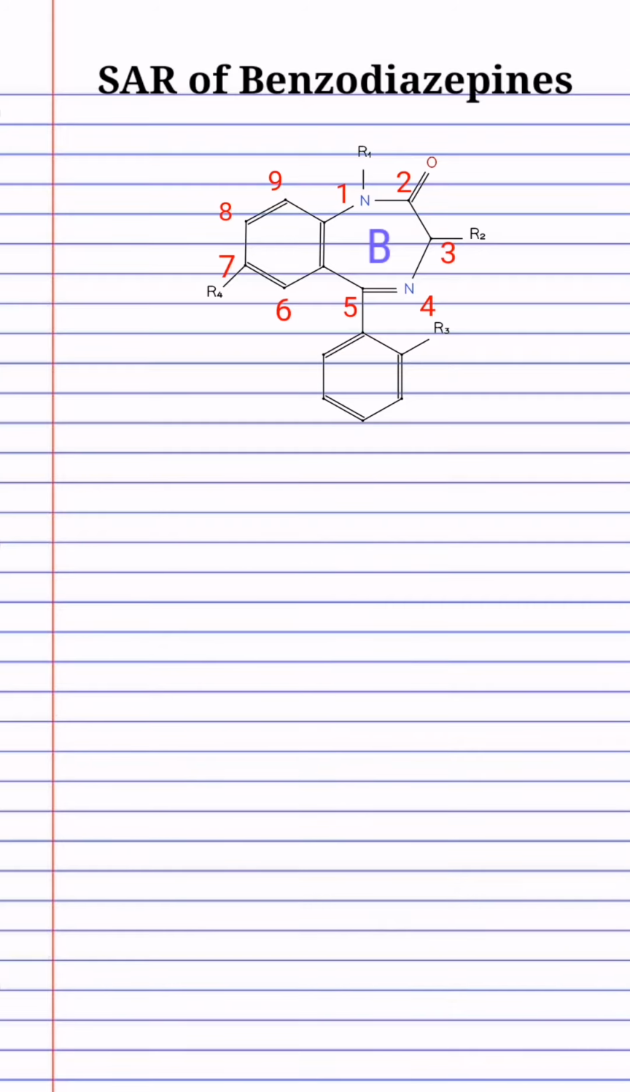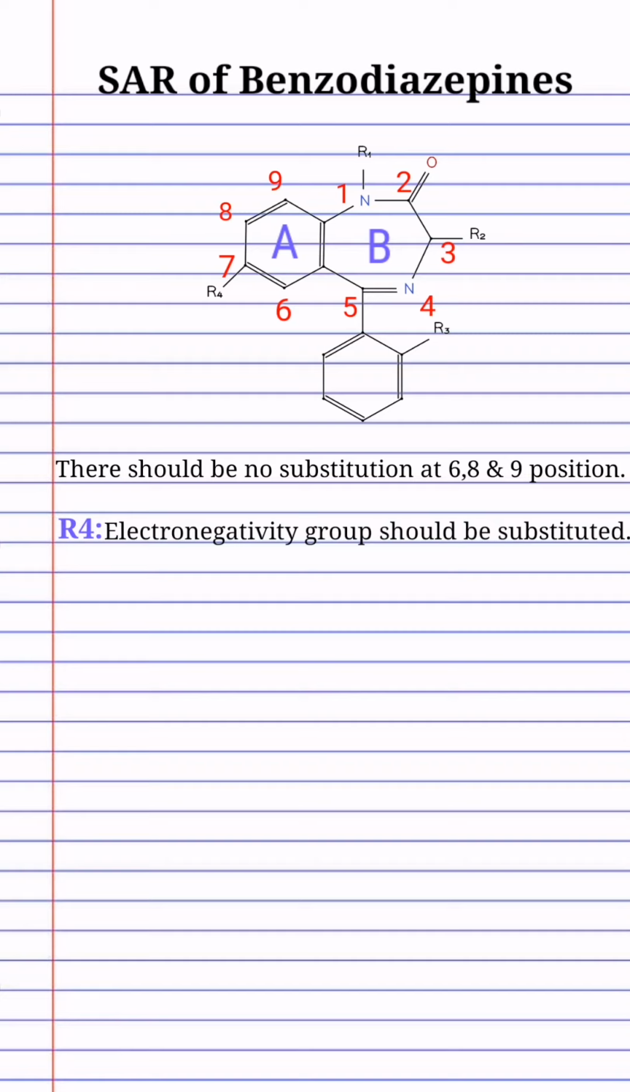Coming to the ring A, there should be no substitution at the 6th, 8th and 9th positions. At the R4 position, meaning at the 7th carbon, an electronegative group should be substituted. The more the electronegativity of the compound, the more will be the potency.